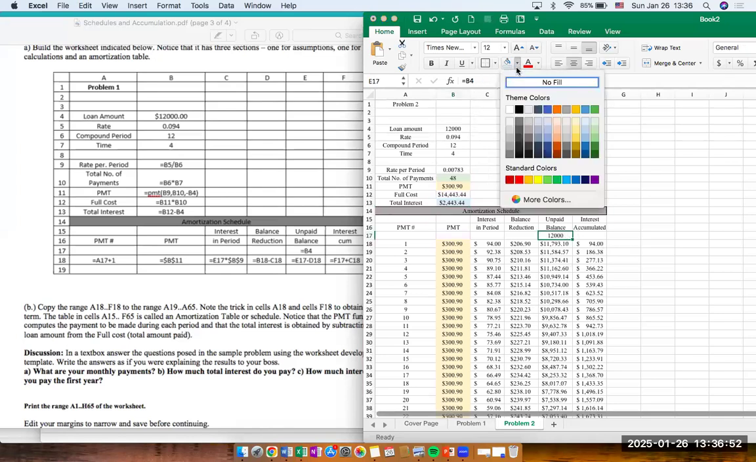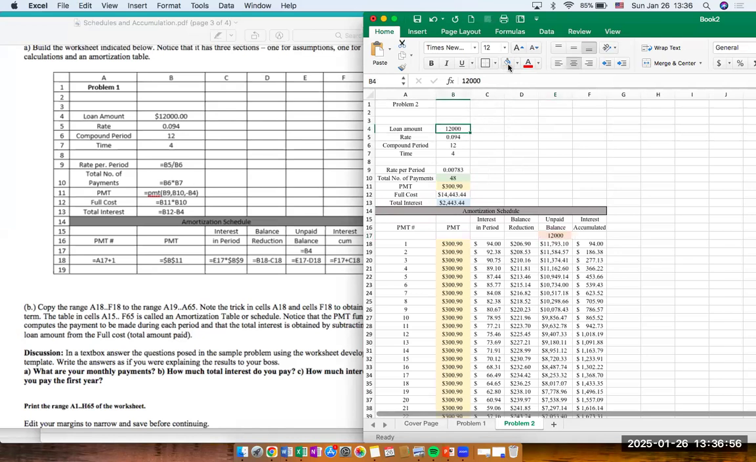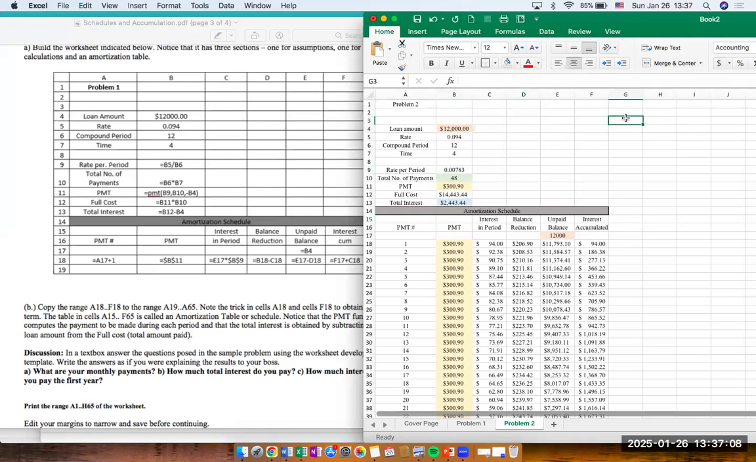Again, I might highlight one more, maybe this orange, to show you this loan amount here. And that should just be about it. So let's see what your discussion questions were asking. I want to make one more adjustment. I'm going to make this a dollar amount as well.